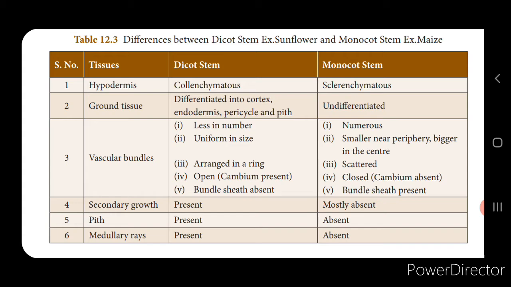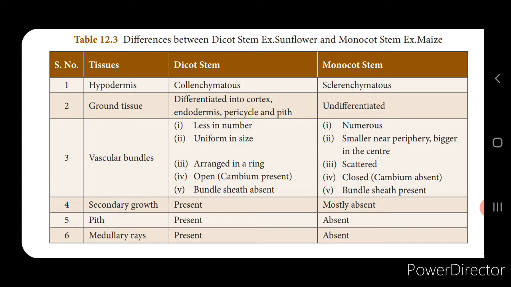and the vascular bundles near the epidermis, that is near the edge, are smaller in size, and when you come to the center, they are bigger in size. There they were arranged in rings, and here they are scattered in the ground tissues. Now the vascular bundles in the dicot are open because the cambium is present, isn't it? We saw the yellow colored cells present between the xylem and the phloem, but here in the monocot stem there is no differentiation between the xylem and the phloem, so cambium was absent.